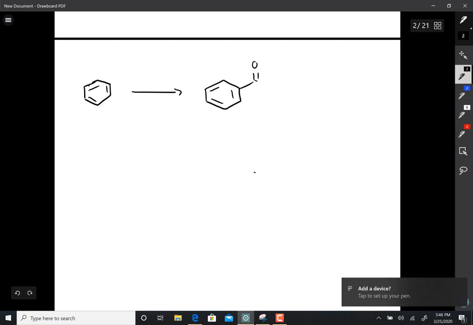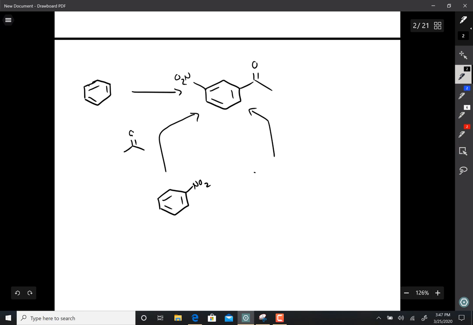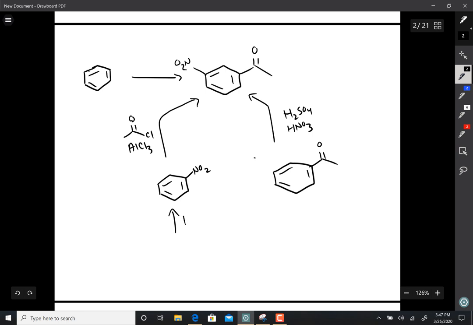So we had the synthesis of this. Now, both of these are metadirectors. Meaning, theoretically, either of these could direct the incoming electrophile meta. To make the nitro compound, you use nitric acid. To make the carbonyl compound, use an acid chloride, aluminum chloride.